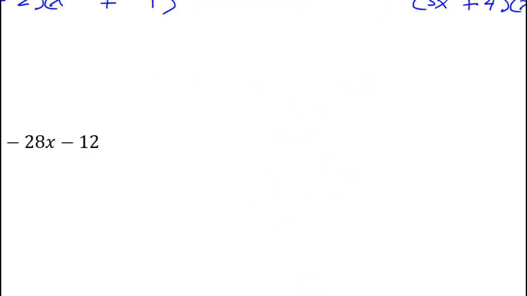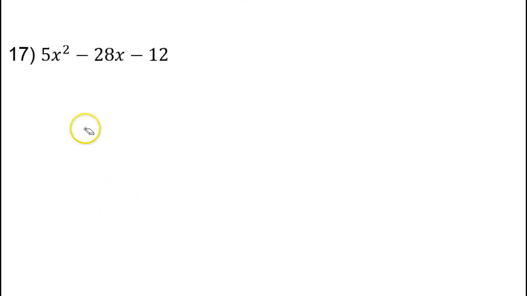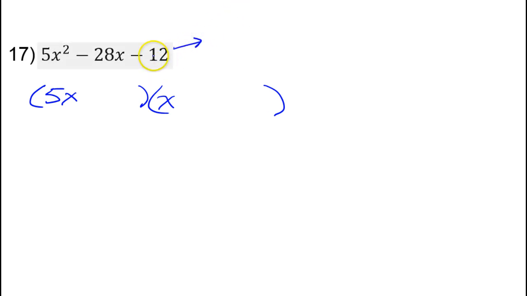Okay, let's take a look at number 17. First glance through and see, is there a common factor? There is not. So once again, let's set up to factor this as a binomial times a binomial. 5x squared. There's only one way that can be factored. 5x times x. Now the number 12. There are 3 ways this can go. 12 can either be 3 times 4, or it could be 2 times 6, or it could be 1 times 12. Let's just go in this order.